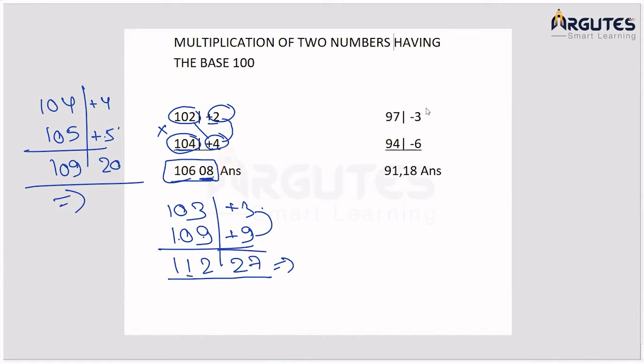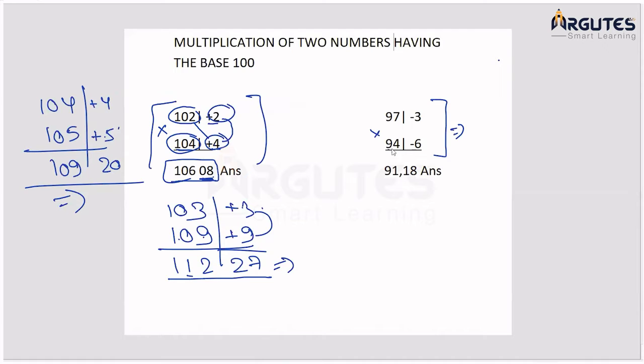Okay, now 97 into 94. In the earlier examples both numbers were above 100. Here both numbers are below 100. And we will learn one more concept where one number will be above 100 and one number below 100. Here 97 into 94.